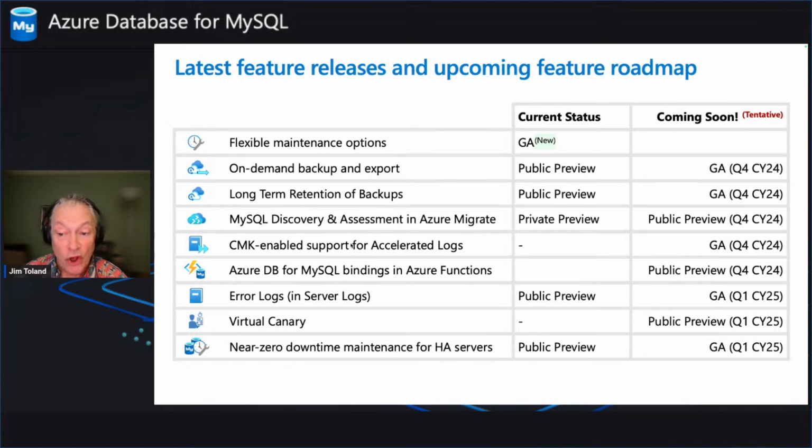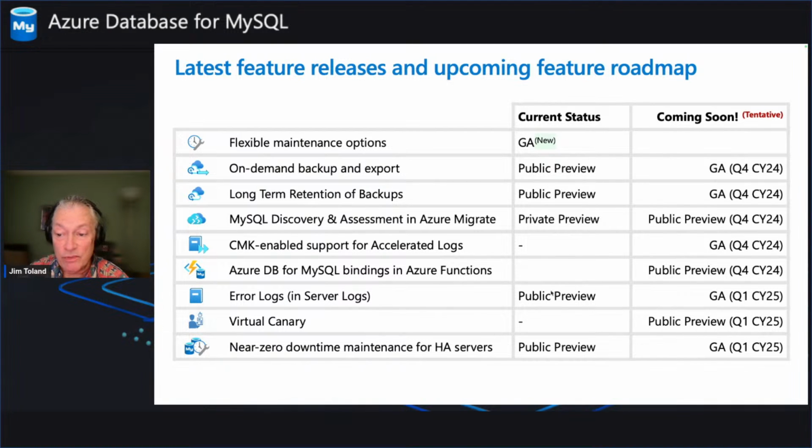The accelerated logs feature went GA during the Build time frame, and it provides up to 2 times the performance for your business critical servers at no additional cost. However, currently this feature can't be enabled on servers that have customer managed keys enabled, and this limitation is being lifted at the end of Q4 this year.